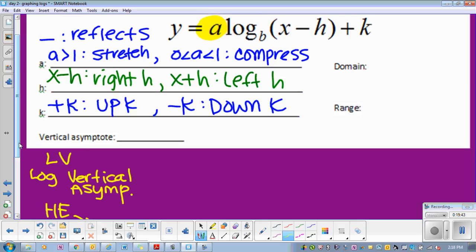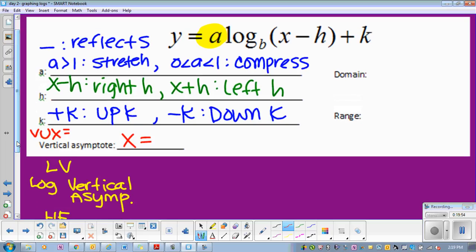Okay, so here's the thing with vertical asymptotes. Of course, it's x equals, because that's a box. And for exponentials, we always took the k as our horizontal asymptote. Vertical asymptotes for your logs come from the opposite of h. Whatever number is inside the parentheses with the x, give me the opposite, and that's your vertical asymptote.